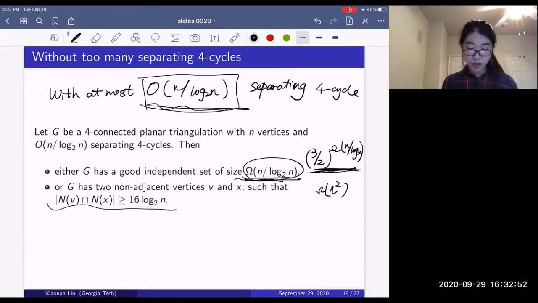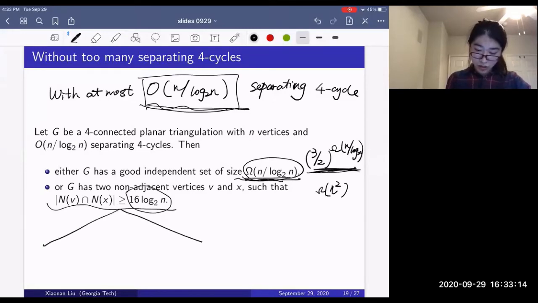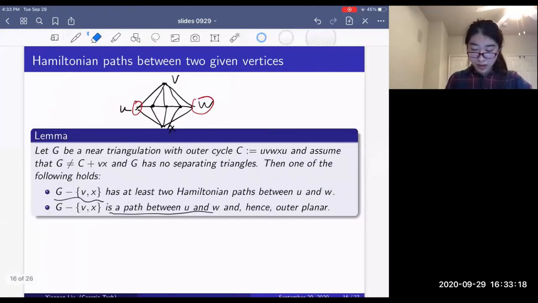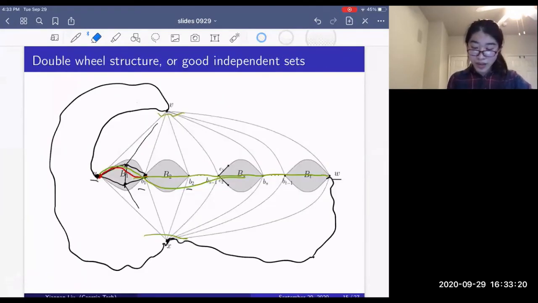If G has two non-adjacent vertices phi and x such that they have a lot of common neighbors, so the number of these common neighbors is at least 16 log 2n. Because we know that we will have at least 16 log 2n blocks here, we can use this.